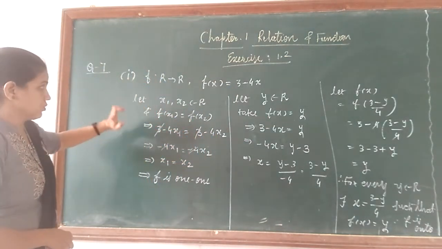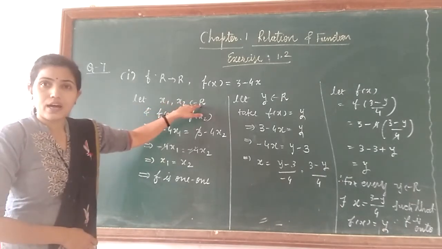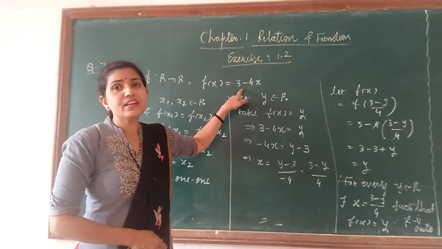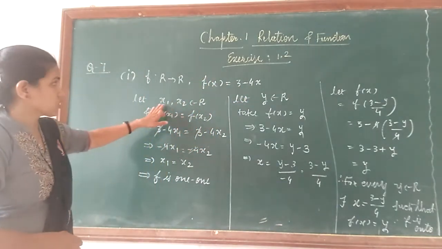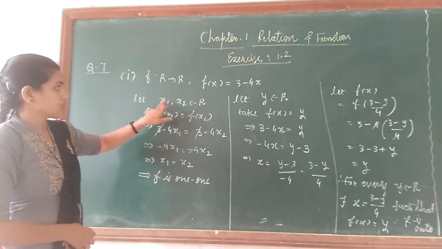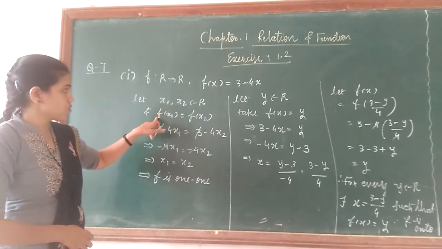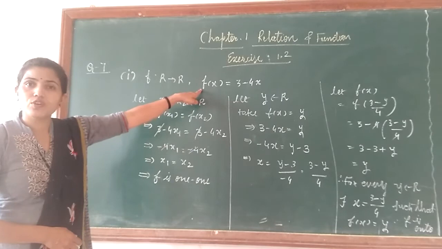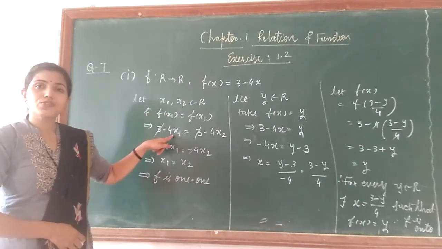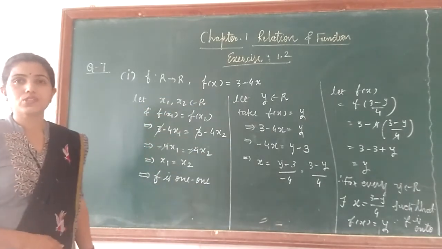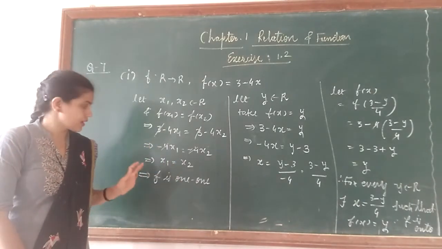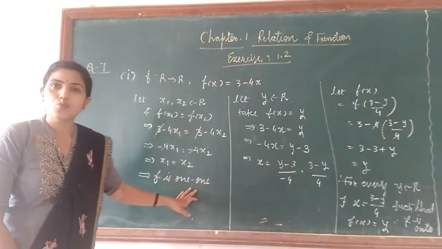One-one and onto. So x1, x2 belongs to R. Whenever we have to prove this one-one function, and remember students, whenever linear functions are there, we will use x1, x2 belongs to R. Therefore f of x1 is equal to f of x2. So just apply the definition of the function, that is 3 minus 4x1 is equal to 3 minus 4x2, and simplify it, so you will get x1 is equal to x2, and therefore f is one-one.